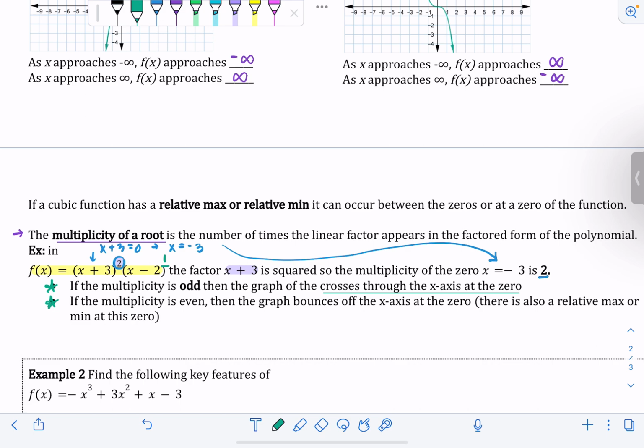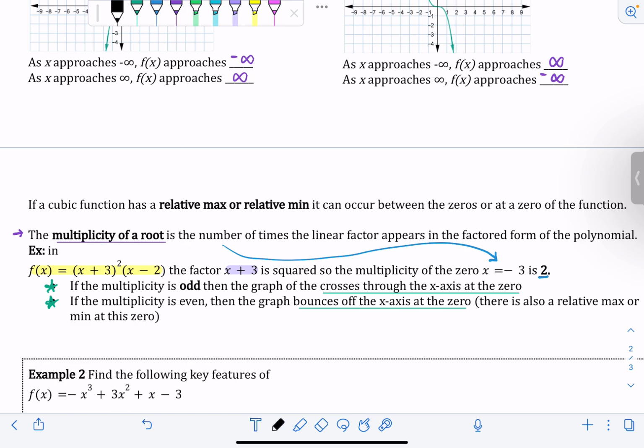If the multiplicity is even, that means that the graph bounces off the x-axis at the 0. So for example, this is even because it's the second power, so it would bounce off of it. I'm going to draw a really quick sketch. This is not something that you're expected to know how to do yet, but I just want to show you what the crossing through versus bouncing off is referring to.